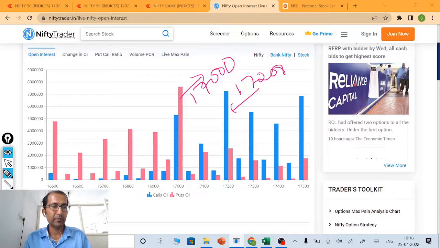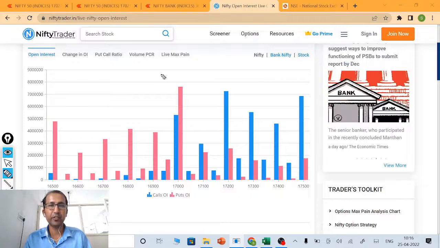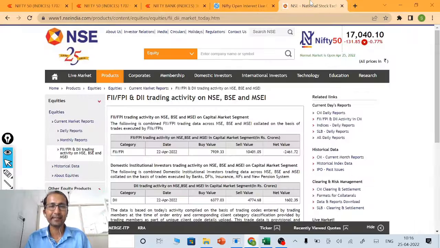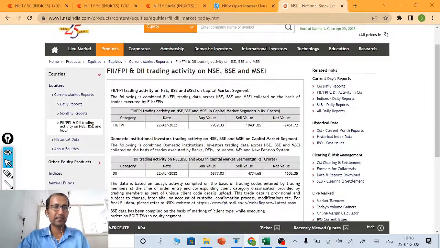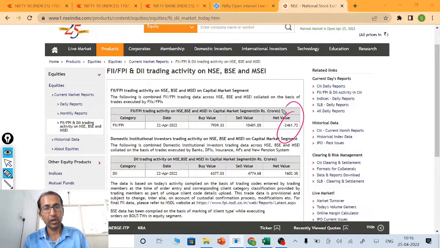So now let me come to the most important FII data. Let me put the FII data on the screen. Yes, so this is the data. FIIs were net sellers. You can see FIIs net selling figure 2,461 odd crores. Then DIIs were net buyers. DIIs are supporting the LIC IPO, so they are buying. You can see 1,600 odd crores of buying from the DIIs.